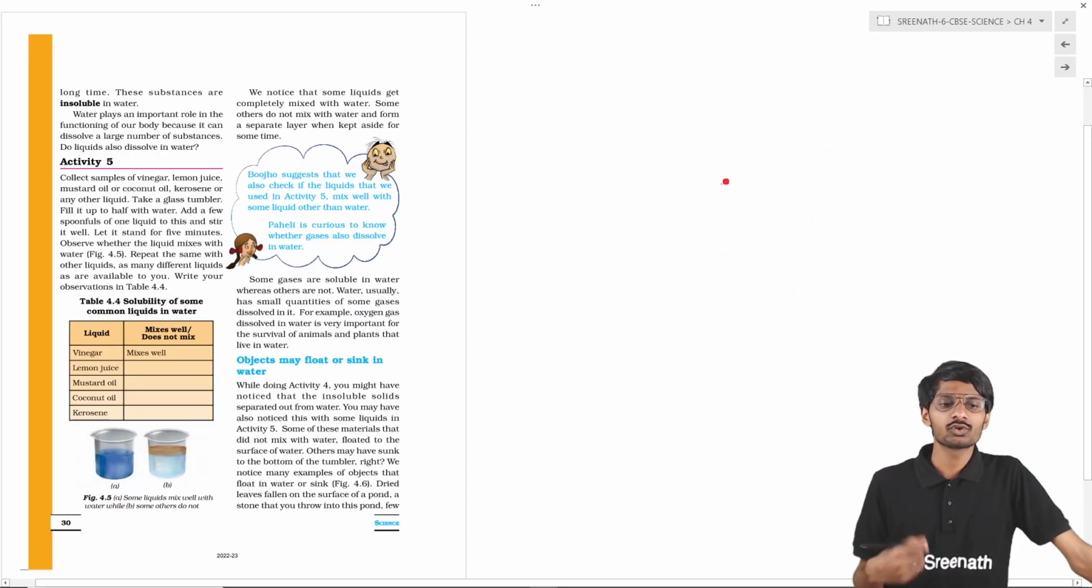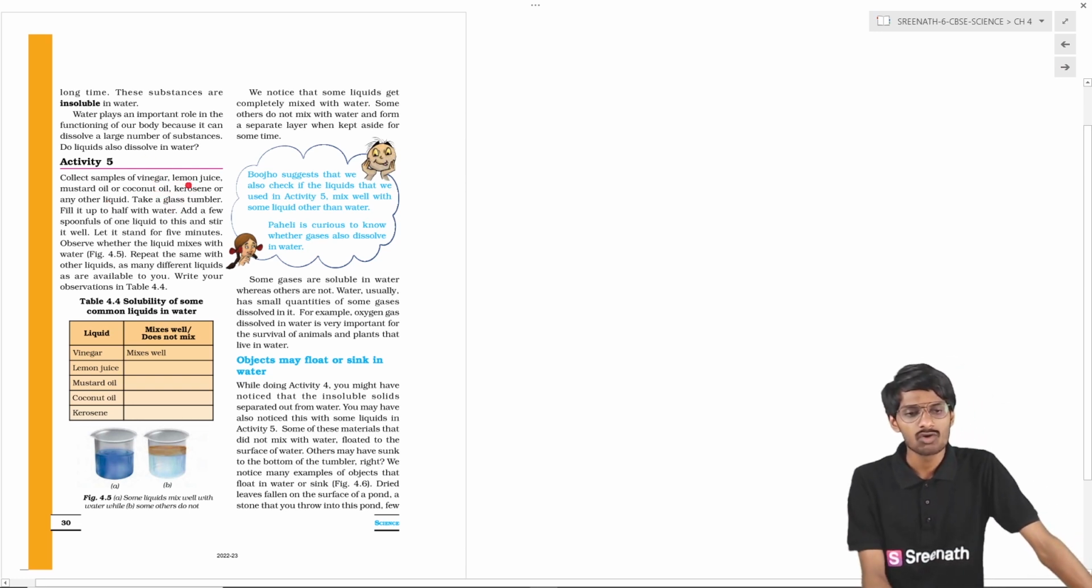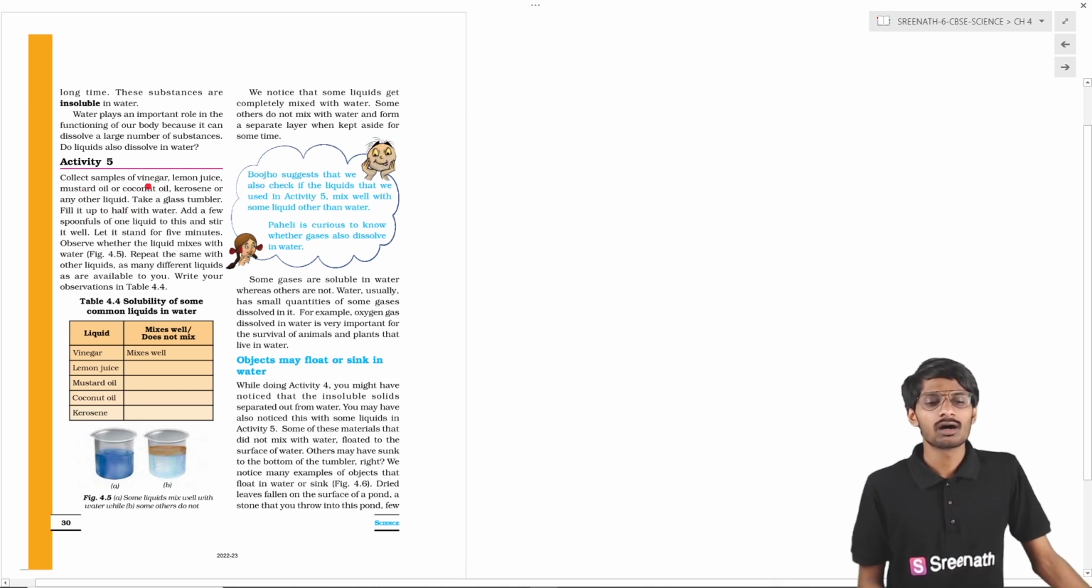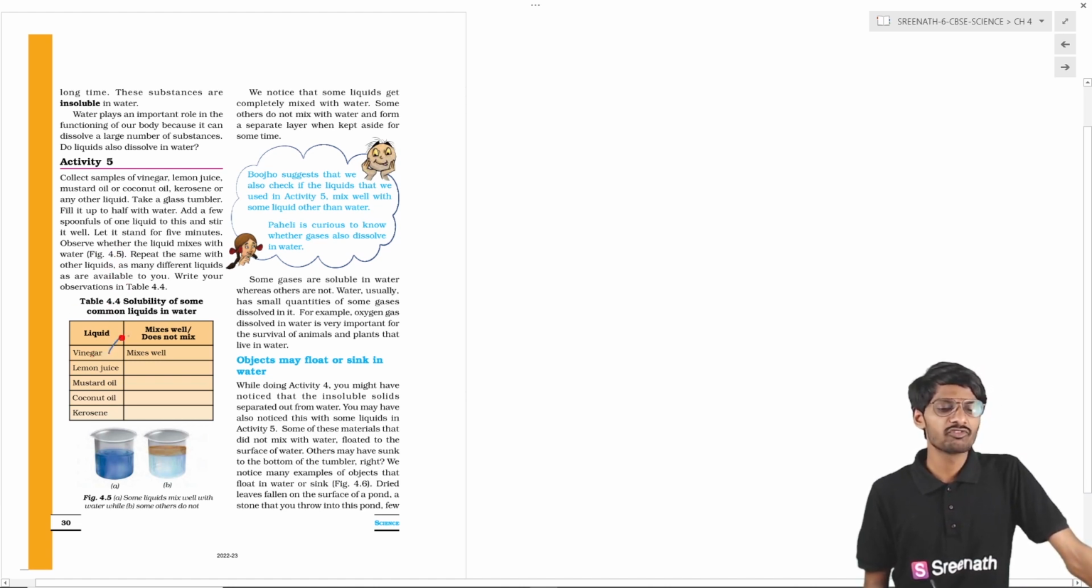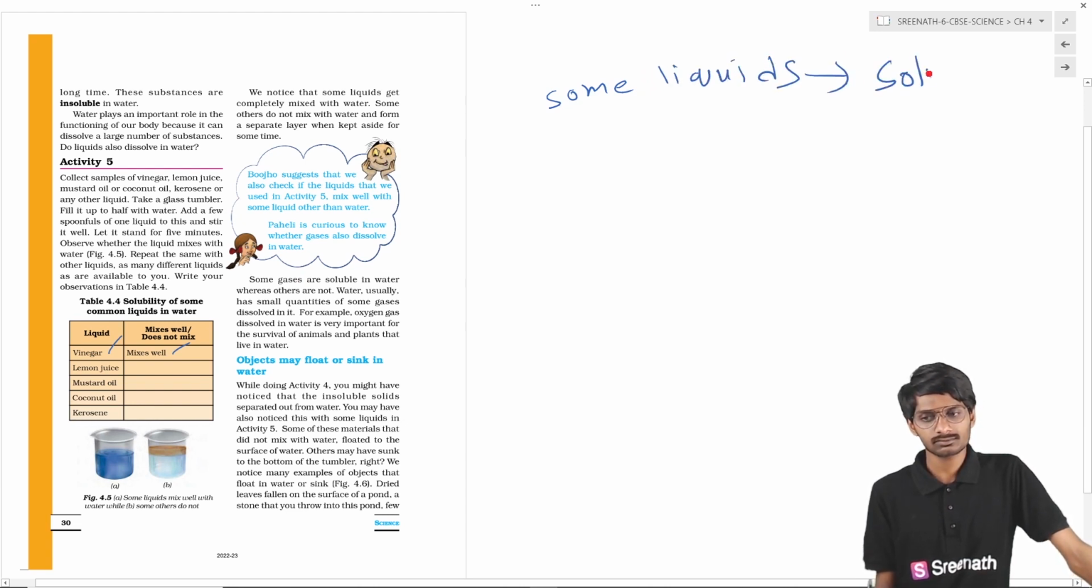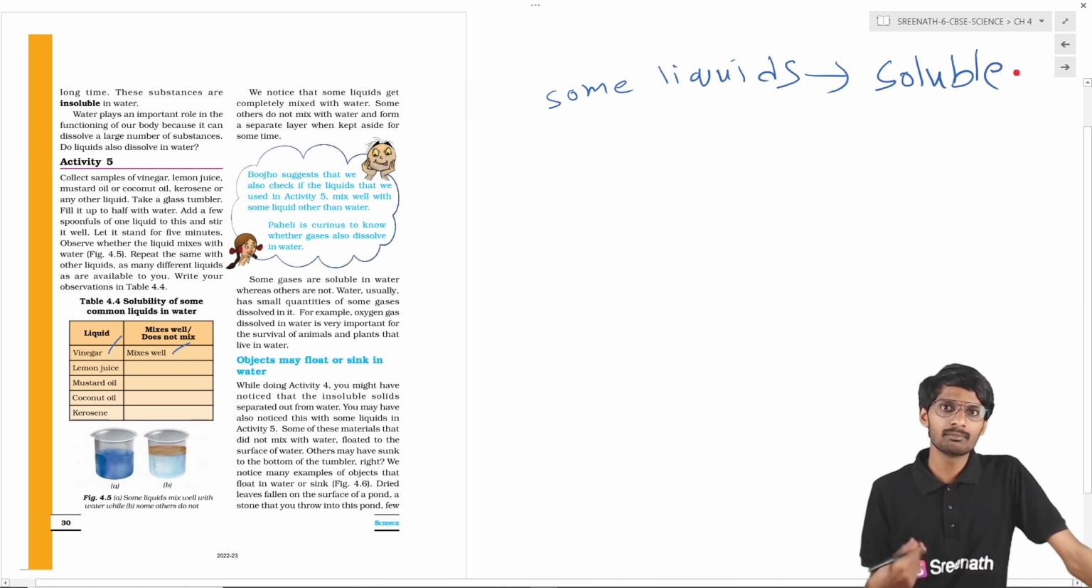Now if you take some juices or solutions like vinegar, lemon juice, mustard oil or coconut oil or kerosene or any other liquid, add them to water, stir them continuously and wait for some time. Observe the readings. After some time vinegar will be mixed well with the water, and lemon juice and mustard oil. What happens to all of these? Observe these readings, okay, students. So some liquids are soluble. They are completely mixed up.